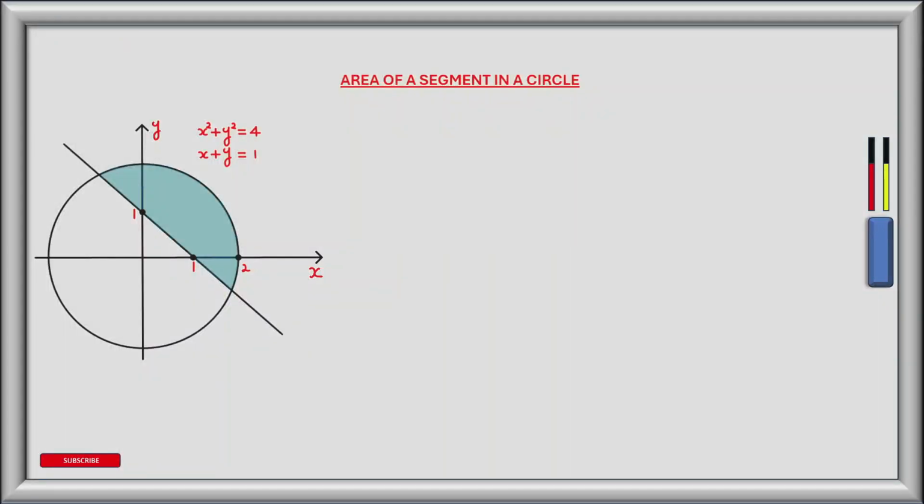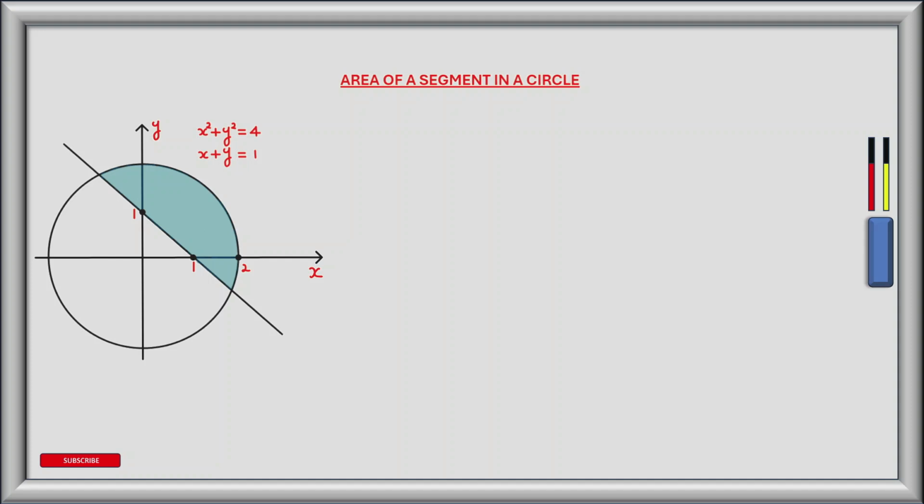In this exercise, we have a circle cut by a line. The segment cut from the circle is shown in blue. We are tasked with finding the area of the region marked in blue using double integrals and polar coordinates. The equations of the circle and the line that cuts it are shown. The circle has a radius of 2, cuts the x-axis at x equals 2, and is symmetrical about the x-axis. The line cuts the x and y-axis at 1 and has a gradient of -1.